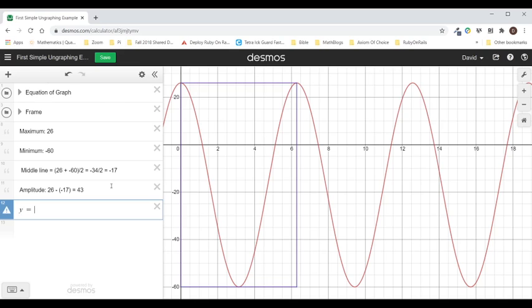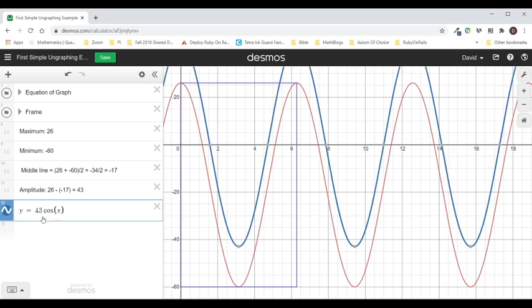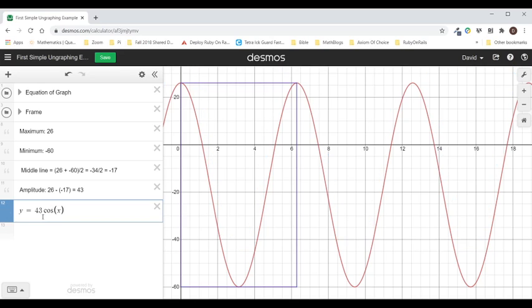Now, once we get that, what we should be able to do is just write down the equation, because I know I'm supposed to start with cosine, right? It's gotten changed a little bit. Now, what's happened? The amplitude is how much it got stretched by, so I'm going to put a little 43 out here. And the middle line is how much it got moved up or down. So I'm going to put out a plus 17 here.